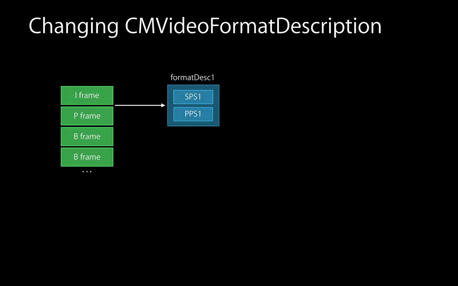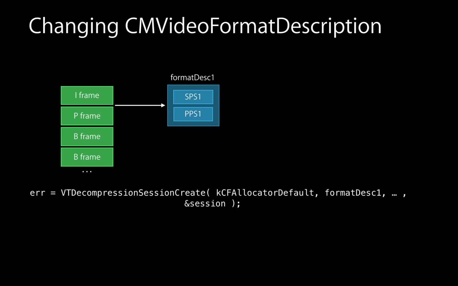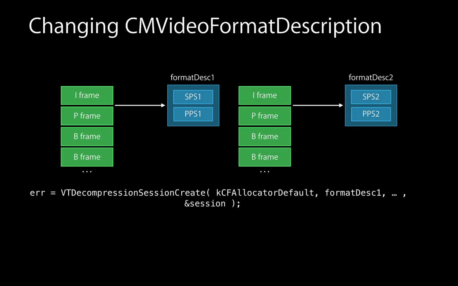So sometimes while decoding a sequence of video frames, there will be a change in the CMVideoFormatDescription. So let's look at the case where we had a sequence of an elementary stream, and we created the first format description out of the first parameter sets that we encountered. So now we have format description 1 with our first SPS and PPS. We can go ahead and create our VTDecompressionSession with that format description and decode all the subsequent frames with that format description attached to the CMSampleBuffer until we encounter a new SPS and PPS in the stream.